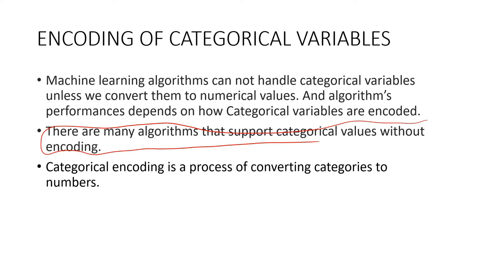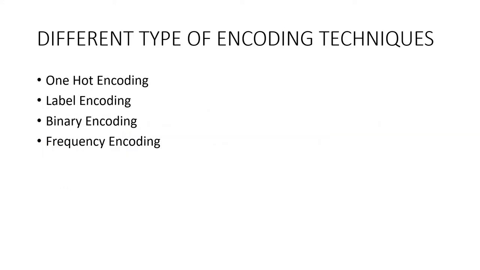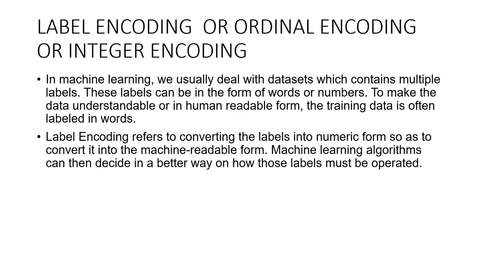Categorical encoding is a process of converting categories to numbers. Different types of encoding techniques are one-hot encoding, label encoding, binary encoding, frequency encoding. For these two we have videos in the playlist. These two are the most important, and here I am giving a comparison. See, label encoding is also known as ordinal encoding or integer encoding.